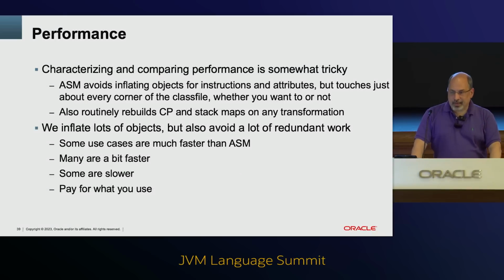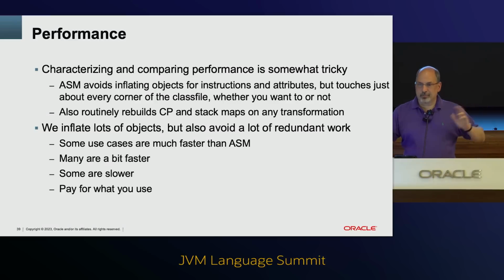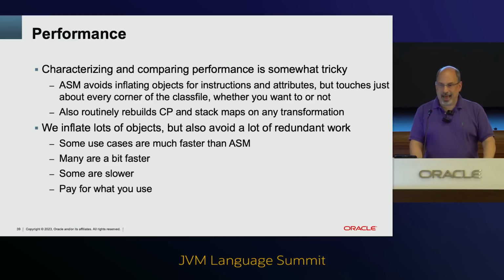So it's a little tricky to characterize whether this is faster or slower than ASM or BCEL or whatever, because ASM's performance is very predictable. It touches everything in the class file, whether you ask it to or not. And so a do-nothing transform or a take-everything-apart, put-it-back-together transform have roughly similar performance. In our library, it's much more pay-as-you-go. So if you don't even descend into the methods or the method bodies, it's much faster than if you do that. If you modify things, you pay for that.